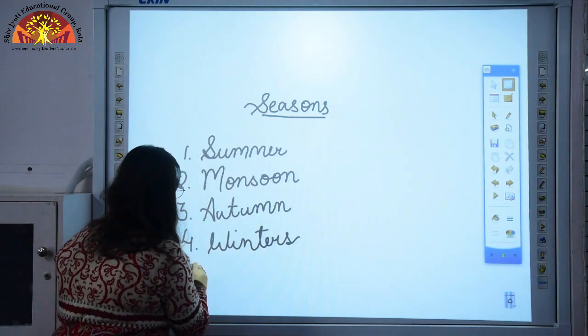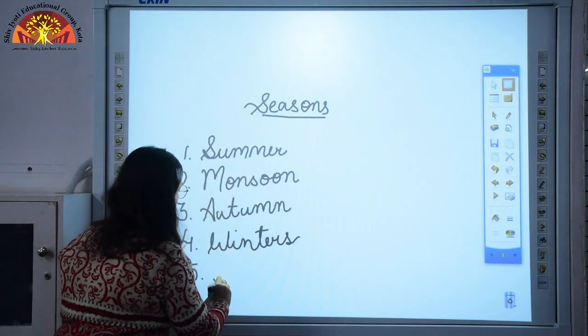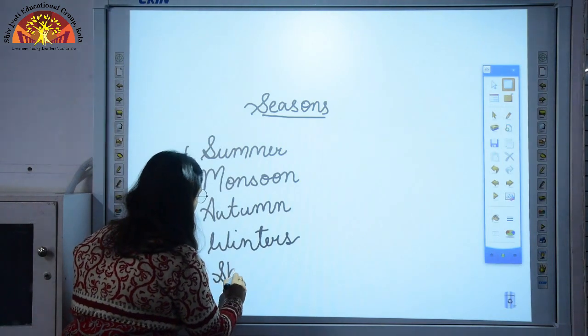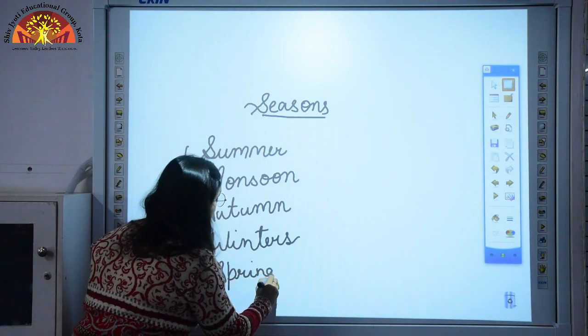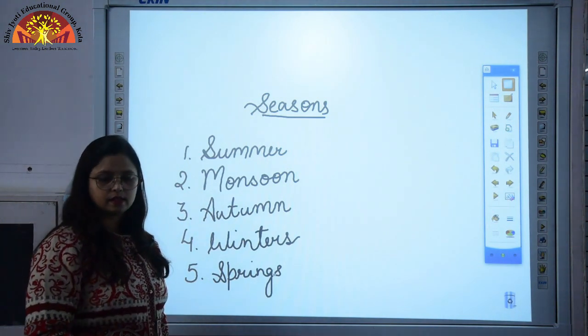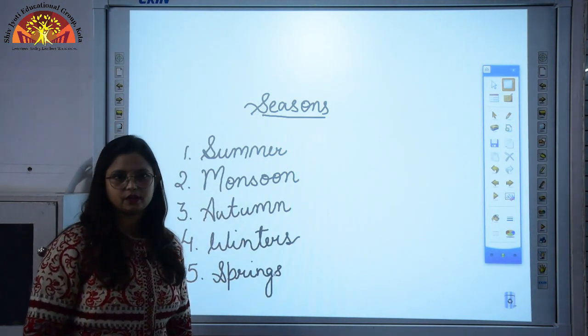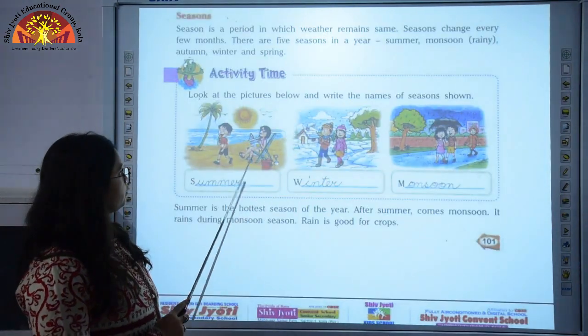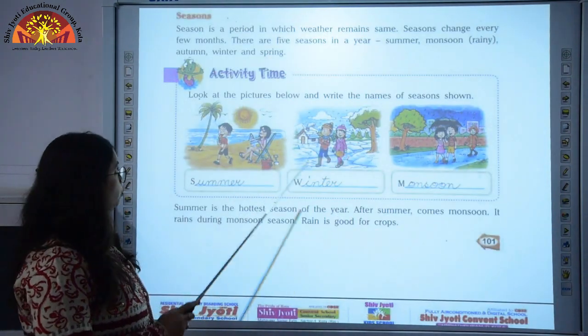And after the winter season, the next season is spring season, and this is the season which we like the most because flowers bloom in this season. So let us study about each of these now. Let us do this activity given in your book on page number 101.